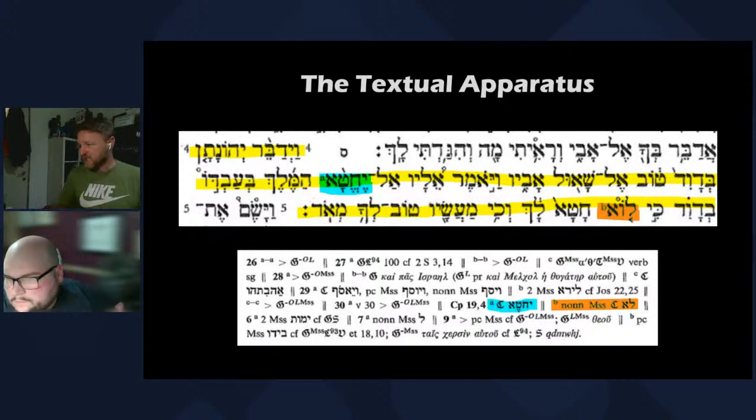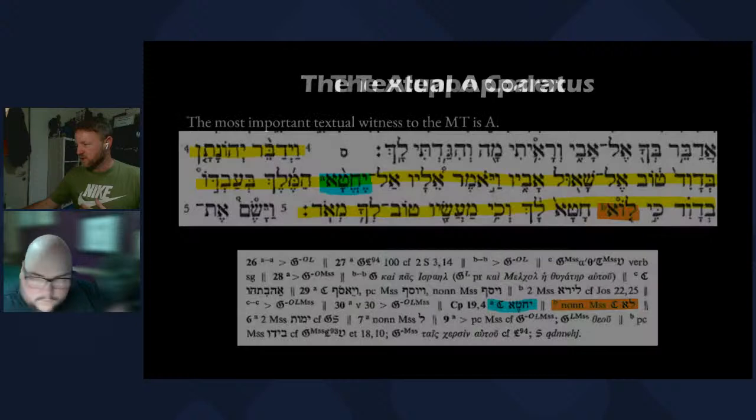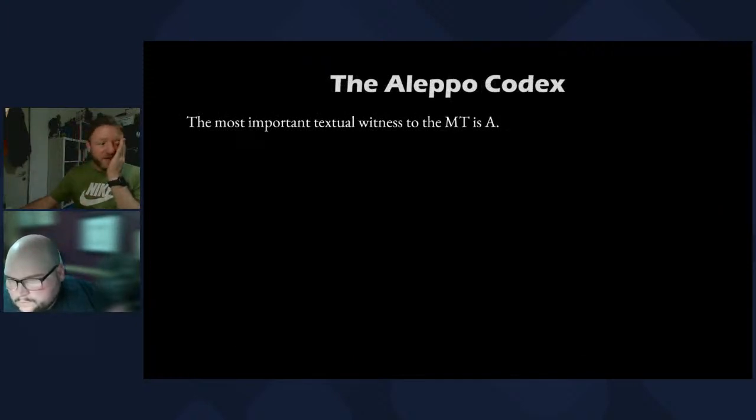So the BHS is telling us where these texts differ. Okay, and so it gives us the opportunity maybe to reconstruct a different reading or to understand the text differently, but the base text is the Masoretic text. So let's look at the sources for the Masoretic text.